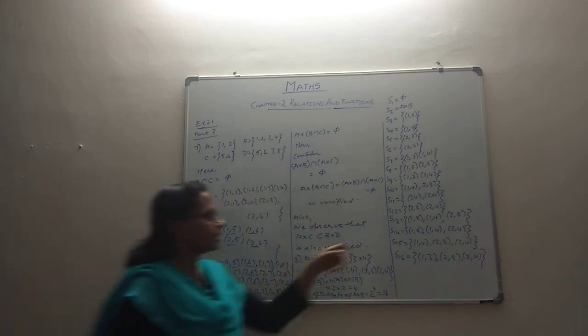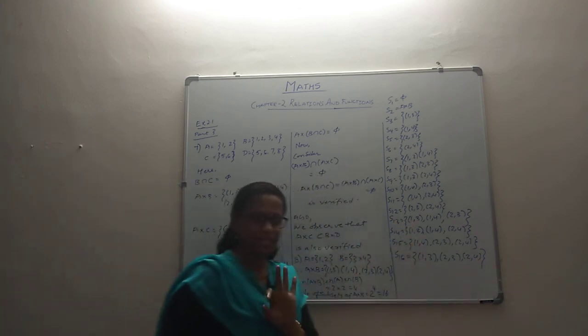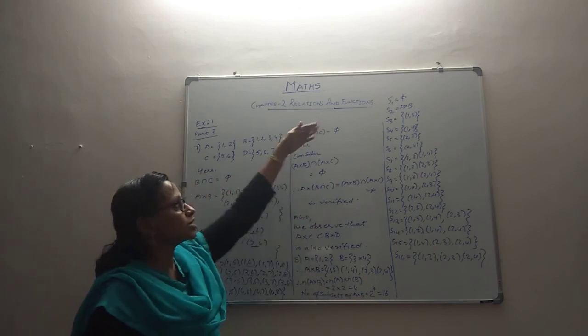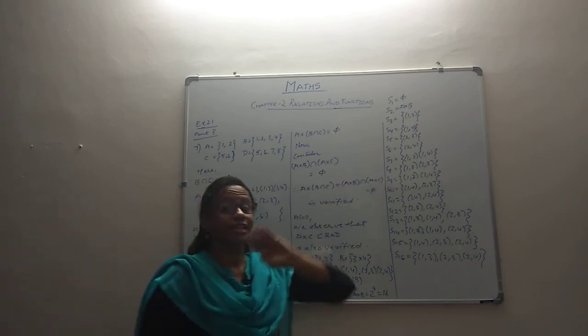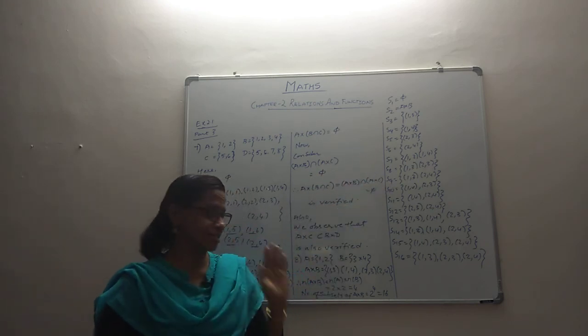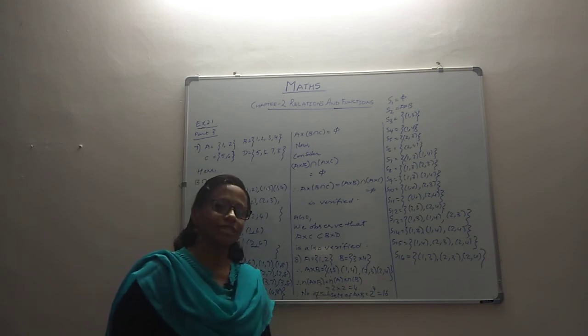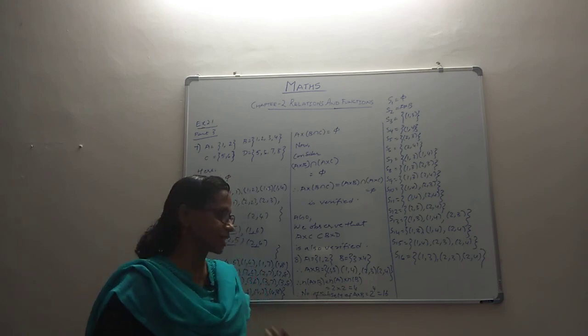So how many? 4 sets with 3 elements, 6 sets with 2 elements, 4 sets with 1 element, and those two by default sets. So like that you have got 16 subsets of the given set. That's all about this video. The remaining questions we are taking up in our next video. Thank you.